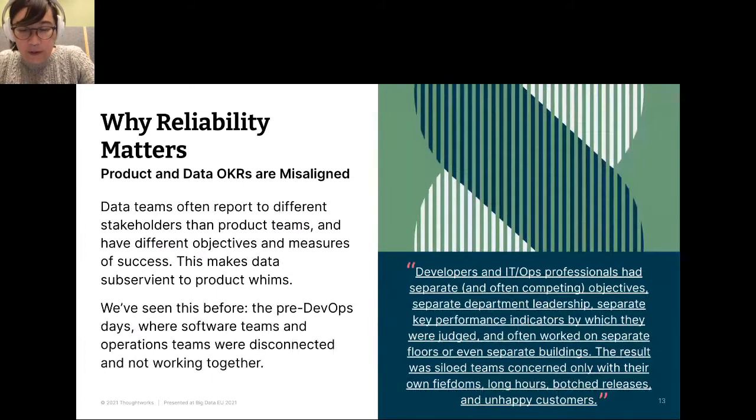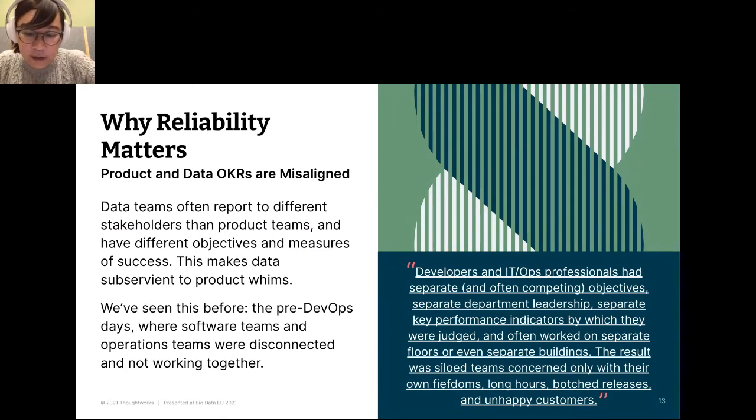But also, we see that the OKRs or the KPIs, or however you want to talk about measuring team effectiveness for data teams, are misaligned with product teams, right? And there's this great quote: developers and IT ops professionals had separate and often competing objectives, separate department leadership, separate key performance indicators by which they were judged, and often worked on separate floors or even in separate buildings. The result was siloed teams concerned only with their own fiefdoms, long hours, botched releases, and unhappy customers. If this sounds familiar in the data engineering context, it should, because this is a situation that we're living.